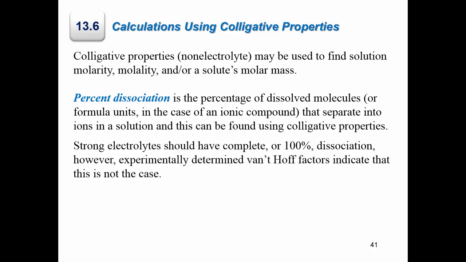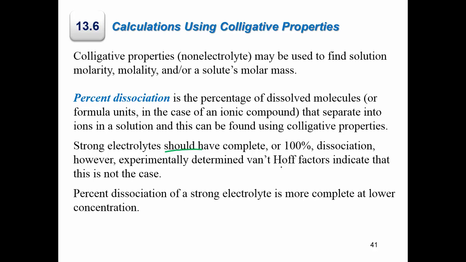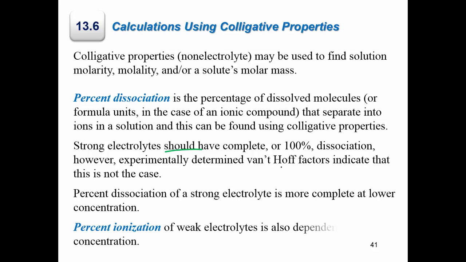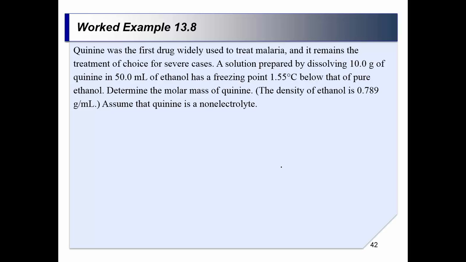Now remember that strong electrolytes should, the operative word here is should, have complete or 100% dissociation. Experimentally determined Van 't Hoff factors indicate that's not always the case, but percent dissociation of a strong electrolyte is more complete at lower concentration, and we saw that with that table. Percent ionization of weak electrolytes is also dependent on concentration. So to illustrate this, we'll work this example.